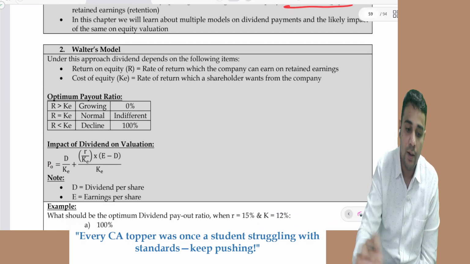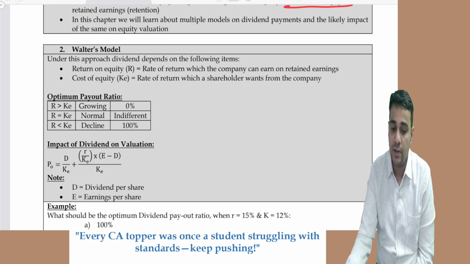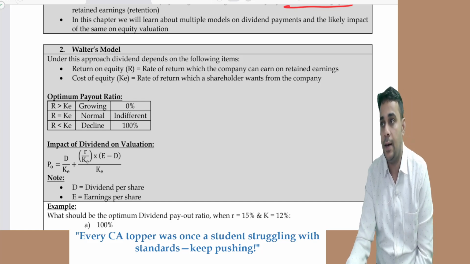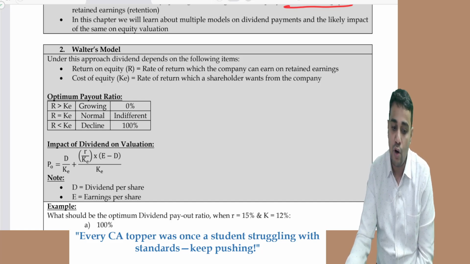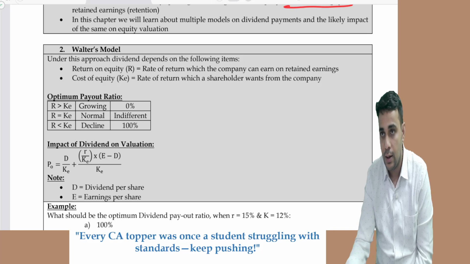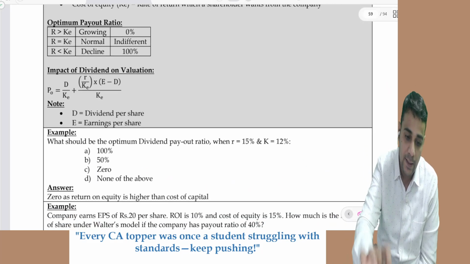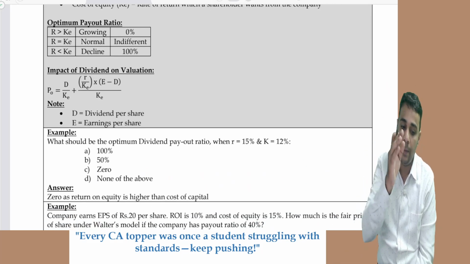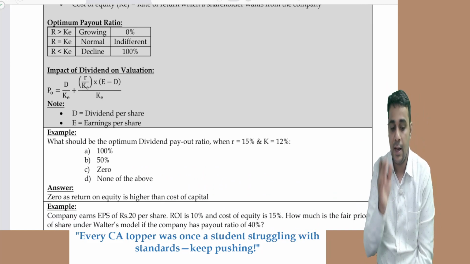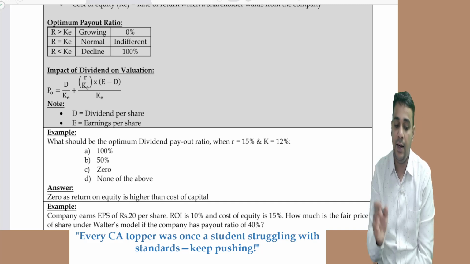Walter's model. Under this approach, dividend depends on the following items: return on equity, the rate of return which the company can earn on retained earnings, and cost of equity, the rate of return which a shareholder wants from the company. The table I'll explain later. Impact of dividend on valuation: D by KE plus R by KE into E minus D, divided by KE.